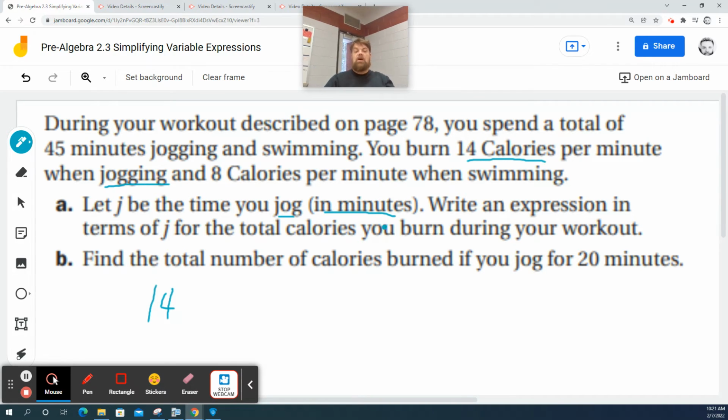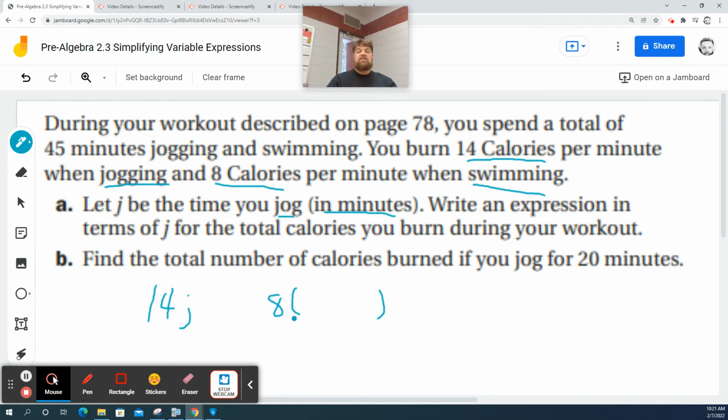So how do I write that? Well, the expression will be 14 times the total number of minutes that I jog. I don't know how many minutes I'm jogging, so I'm just going to say 14 times J or 14J. Whew. Are we done? No. The problem is I know that I burn 8 calories per minute when I'm swimming. Now, here's the tricky part. I don't know how many minutes I was swimming. But whatever it is, it's going to be 8 times whatever I was swimming.